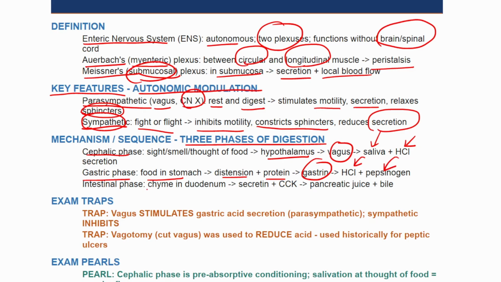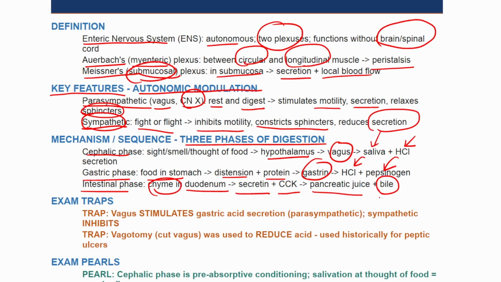Finally, as this processed material leaves the gastric reactor to enter the small intestine, the tract activates its last major regulatory sequence to coordinate downstream processing. The intestinal phase is triggered when chyme arrives in the duodenum, causing the release of secretin and cholecystokinin to stimulate a massive delivery of neutralizing pancreatic juice and emulsifying bile.